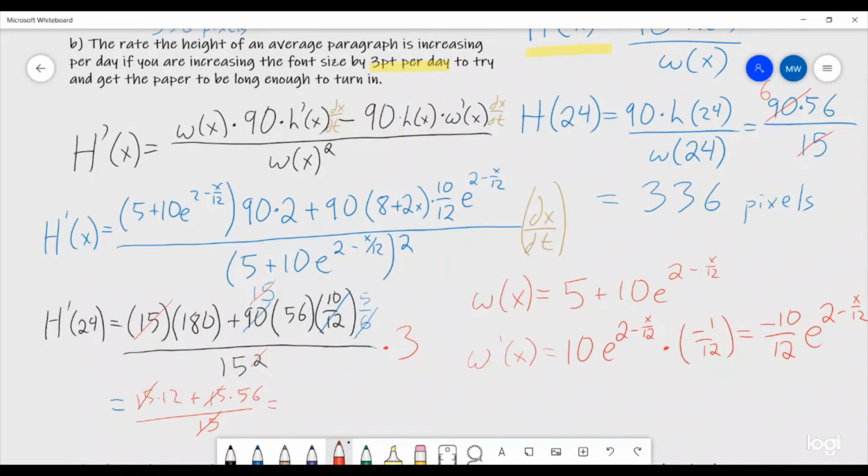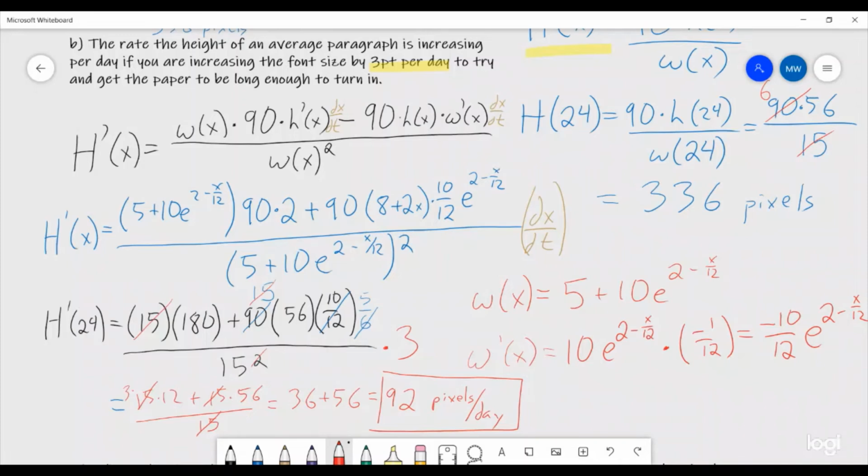Oh, we forgot to distribute the 3 onto this one. So there's a 3 times this one as well. So that's 36 plus 56, so that is 80 plus 12, so that's 92. So it is increasing 92 pixels per day. That is how fast the height of the paragraph is increasing per day if we are increasing the font size 3 pixels per day, or 3 points per day.